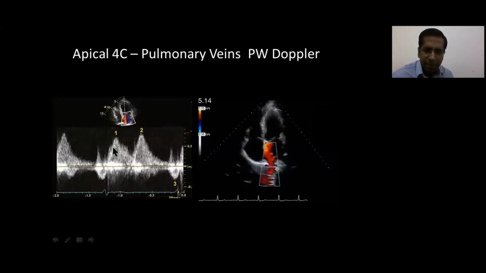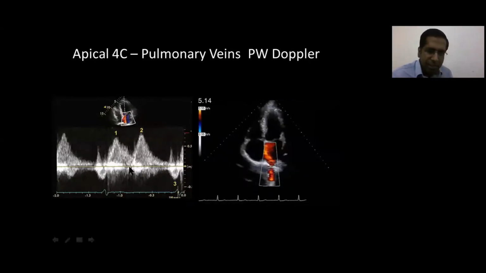Again, extremely important. It is useful for diastolic dysfunction. Very quickly, if the left atrial pressure is high, this systolic wave will be blunted. So that is one thing to note. The other thing is, if there is very severe regurgitation, then this may even get reversed. This may come in the opposite direction.